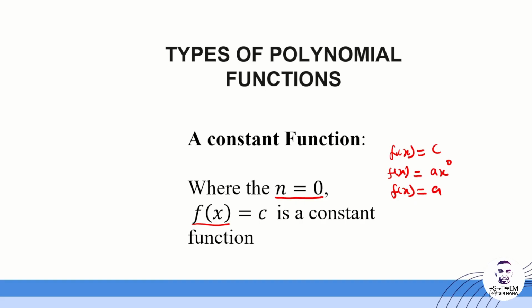So c or a can be any constant. We have f(x) equal to, let's say, half. This is a constant function. Or f(x) is equal to 4. This is a constant function. So these are constant functions.